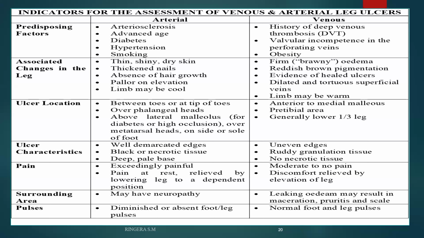Now, the arterial patient may also come with neuropathy, especially if they have diabetes as a comorbid problem, whereas the patient who comes to you with a venous disease may come with leaking edema and, of course, a bit of maceration, because these are very productive wounds, as I've just mentioned. And of course, some of them will come with pruritus and a lot of scaling on the lower leg.